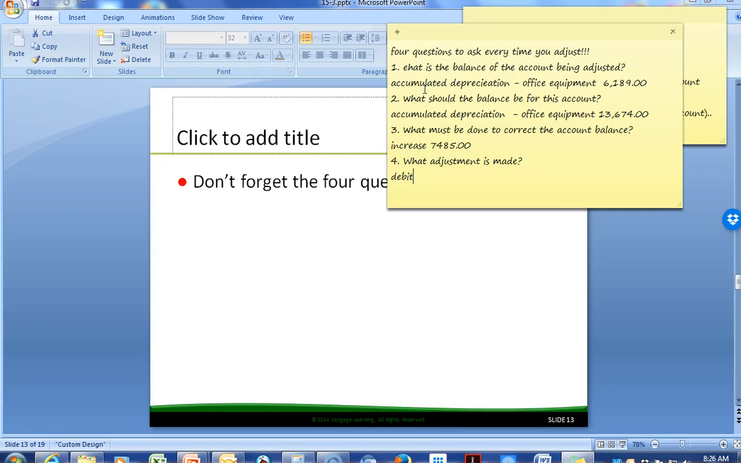What adjustment should be made? Well, we're going to debit the depreciation expense office equipment by $7,485, and then we're going to credit accumulated depreciation office equipment by $7,485.